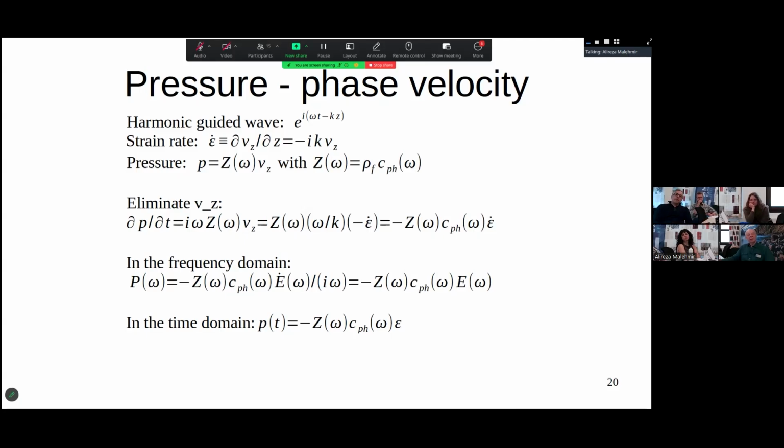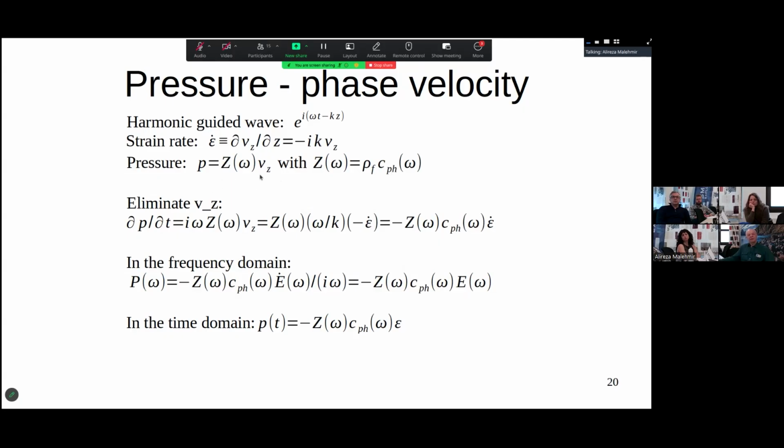If we have a harmonic guided wave, we can calculate the strain rate by taking the spatial derivative of this wave, and the pressure is equal to the impedance times the velocity of this wave, and the impedance is equal to the density times the velocity of the tube wave. In this case, this is the impedance of the fluid in the borehole.